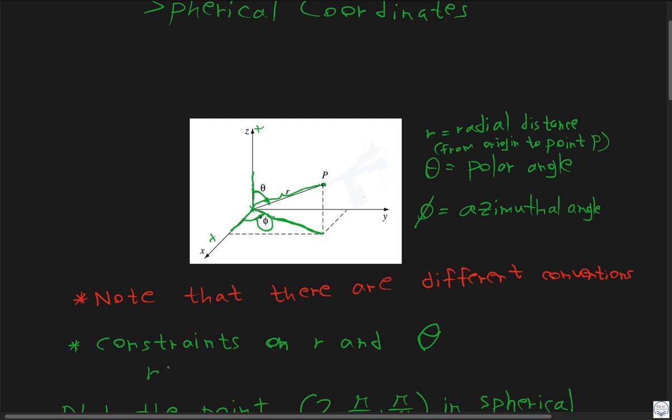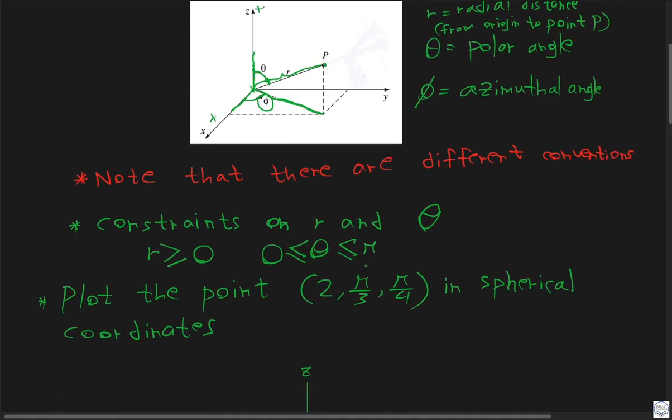Now we have some constraints on both r and theta. Since r is defined as a distance, r is always greater than or equal to 0. If the point is at the origin, then r equals 0. For every other location, r is positive, it's greater than 0. And for theta, we have the constraint that it's always greater than or equal to 0. It's equal to 0 if a point lies on the positive z-axis, and it is less than or equal to pi, equal to pi if it lies on the negative z-axis. For phi, there is no such restriction like this one.